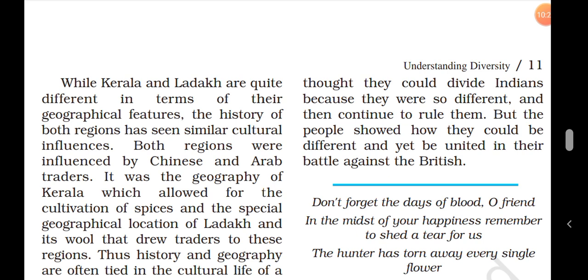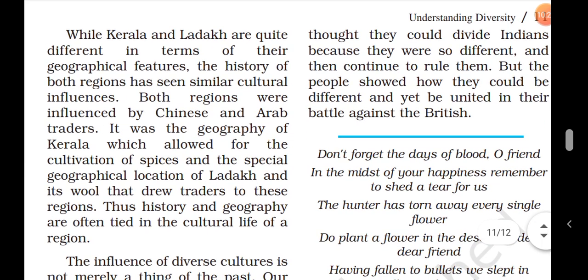Both regions were influenced by Chinese and Arab traders. Okay, and it was the geography of Kerala which allowed for the cultivation of spice, and the special geographical location of Ladakh that allowed wool which drew traders to this region.